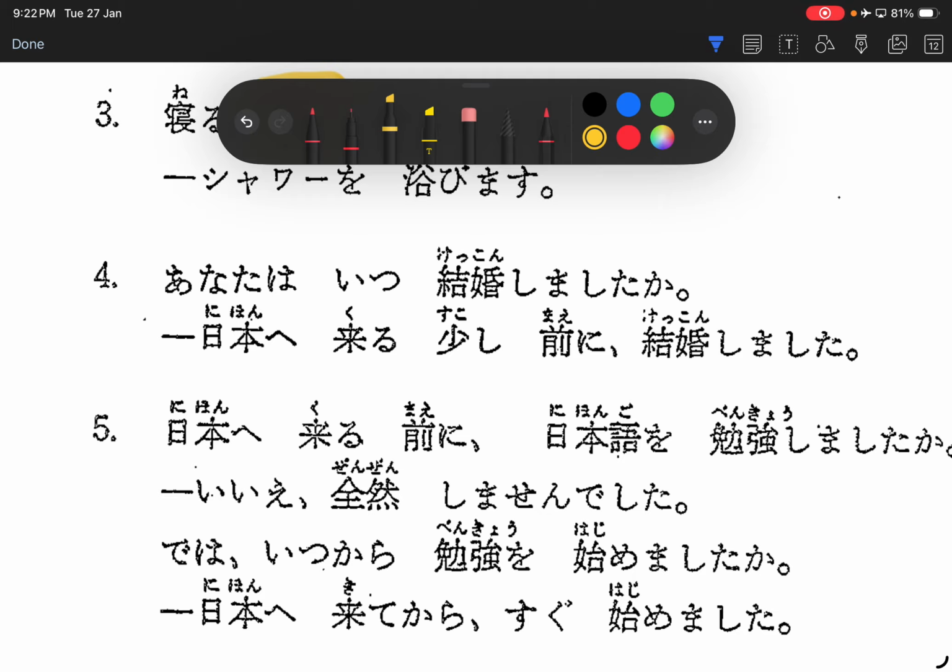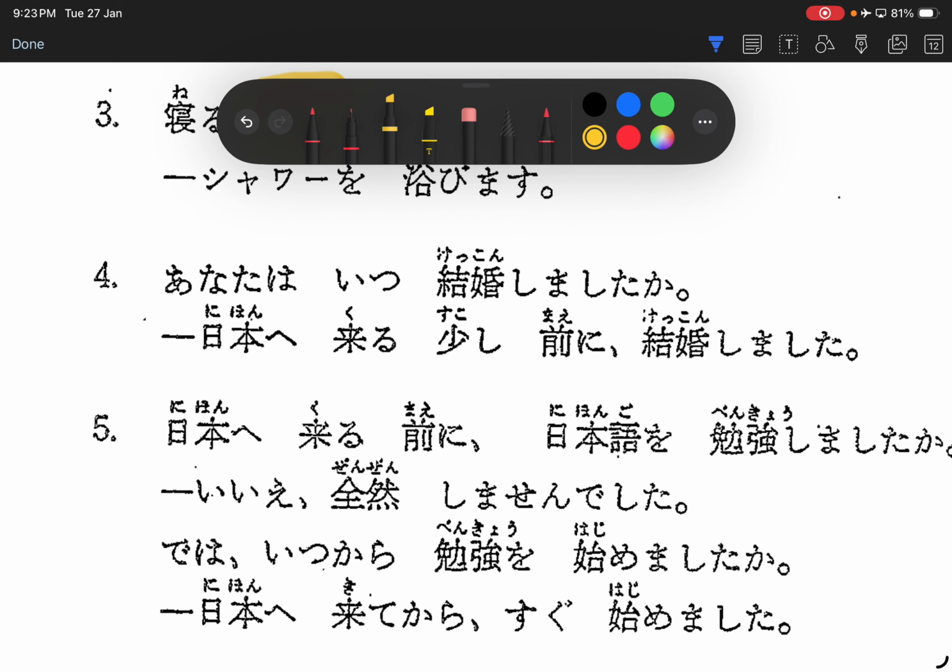So the sentence structure here is as such. So the 来る then 少し前に. 結婚しました. Married. I got married. Right, so before I came to Japan, a little bit before, I got married. A little bit before I came to Japan, I got married. Okay, basically that's the translation.